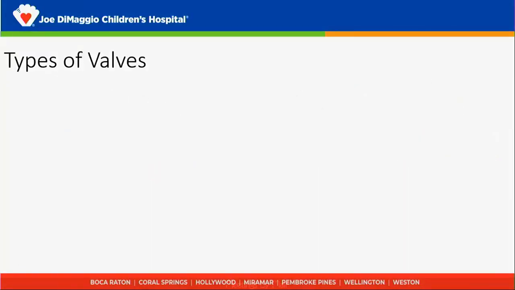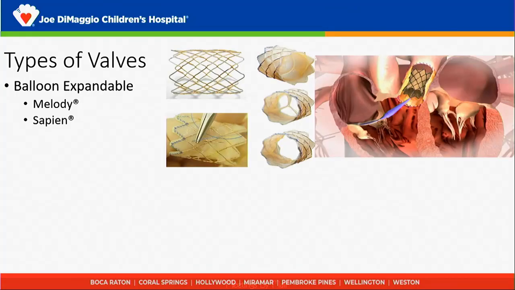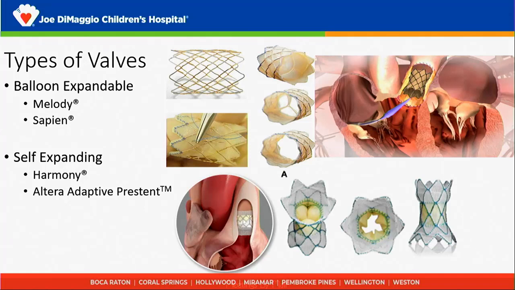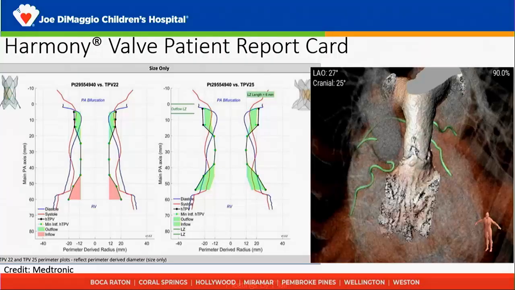And there are different types of valves, which I don't have time really to go into today, but there are balloon expandable valves, and two of the most common are Melody valves and Sapien valves. And you also have self-expanding valves like the Harmony and the Altera. So a discussion with your cardiac cath doc is very useful in deciding which valve to use.